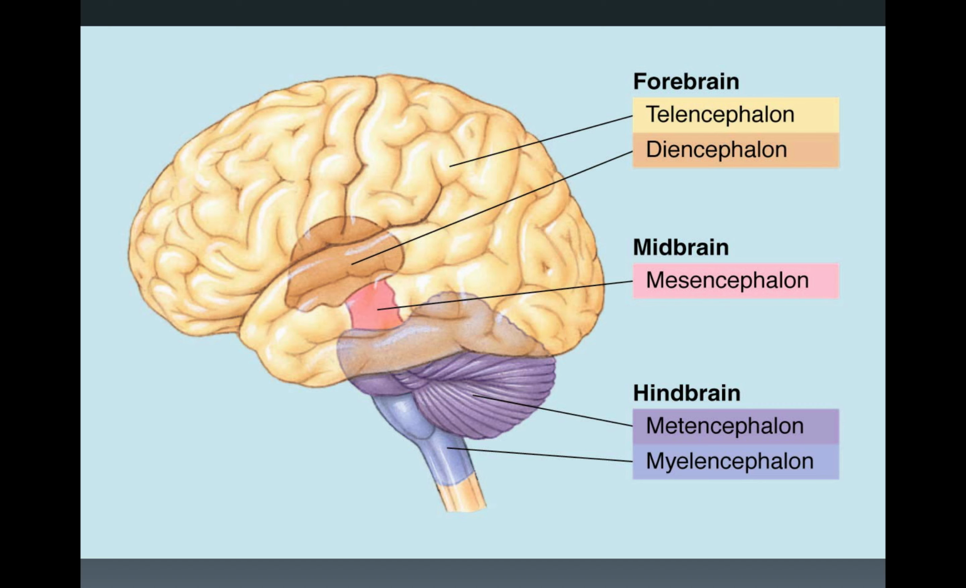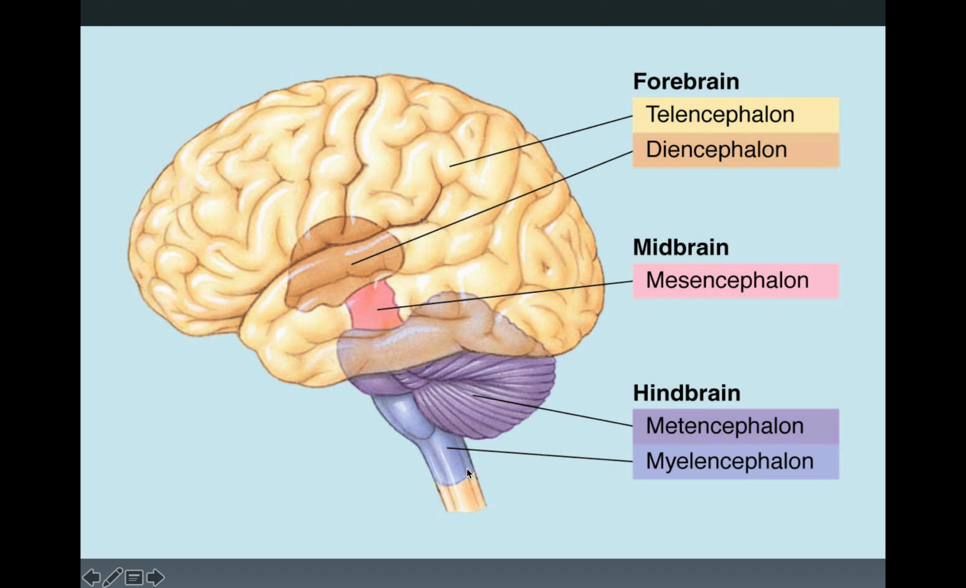So the brain can be divided a number of different ways. You could divide it in just three categories, looking at the hindbrain, the midbrain, and the forebrain. You could further divide the hindbrain into two parts, the myelencephalon and the metencephalon, and the forebrain into two parts, the diencephalon and the telencephalon. We're going to get into details of these now, and we're going to start from the bottom up.